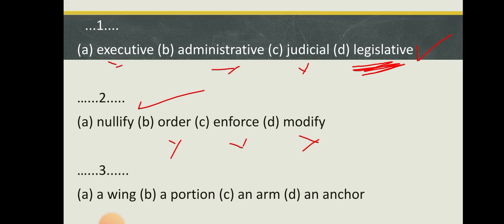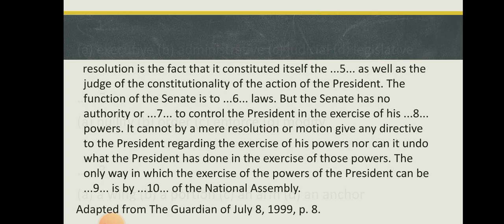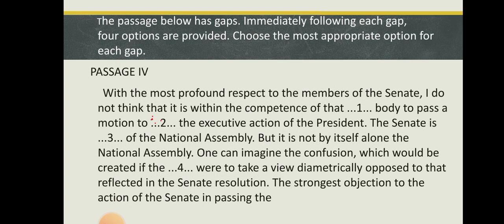All right, you see, if you go to here, that's the next alternative that I showed you guys. Let's read again: I do not think that it is within the competence of the legislative body to pass a motion to nullify the executive action of the president. That is the word that best suits that place. That word explains everything very well, and you understand it.